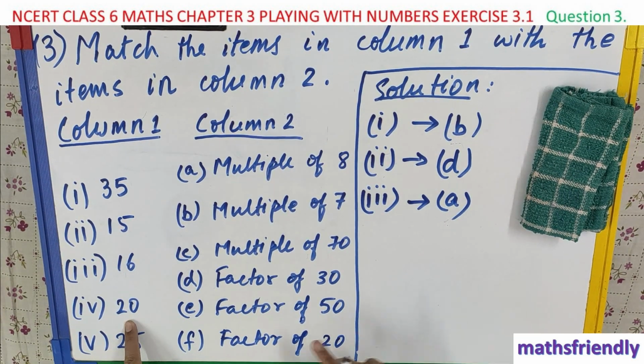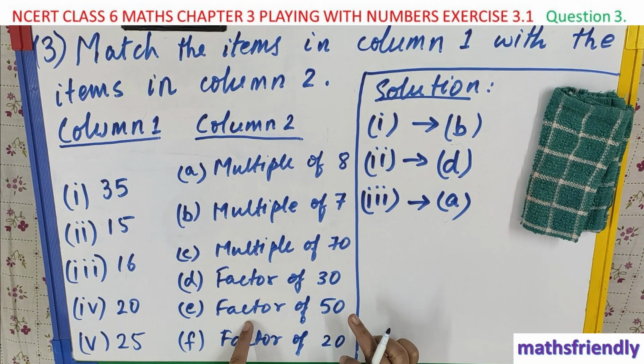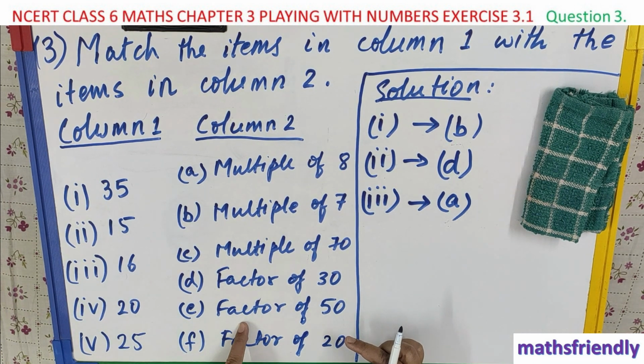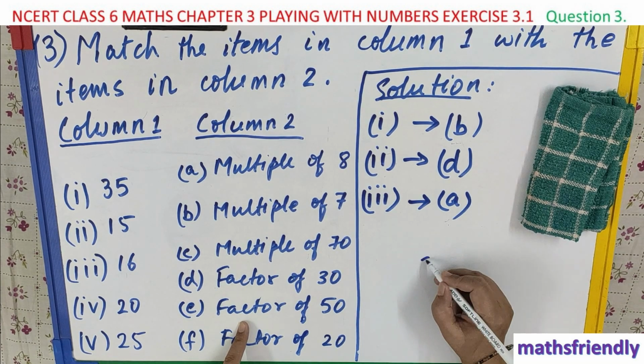So 20, is it a factor of 50? How will 20 be a factor of 50? If 50 is completely divisible by 20, then only 20 will be a factor of 50. So let us check.